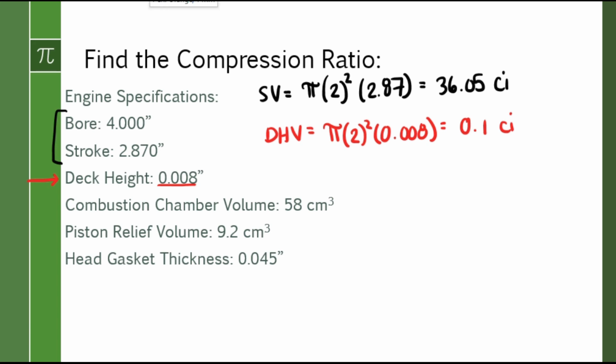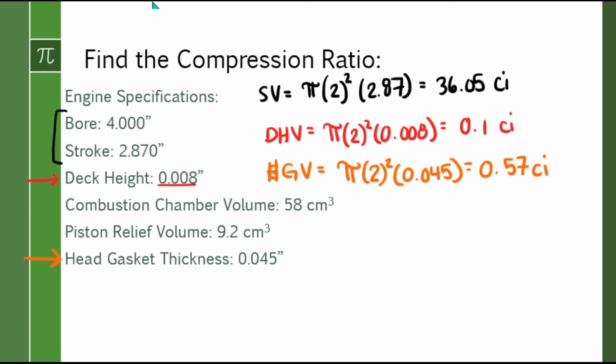Okay, let's do our head gasket thickness in orange. So I'm going to call that the HG volume, head gasket volume. Pi is the same. Bore is the same. The height of the cylinder changes. And that should give us about 0.57 cubic inches. All right.